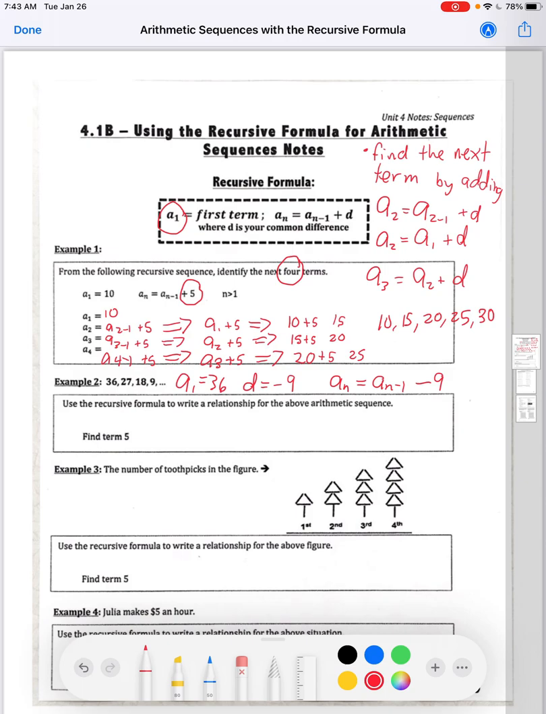We were told to find term 5. We can go ahead and skip right there. We have our 4th term, our a4 term. We can simply plug that into the formula.